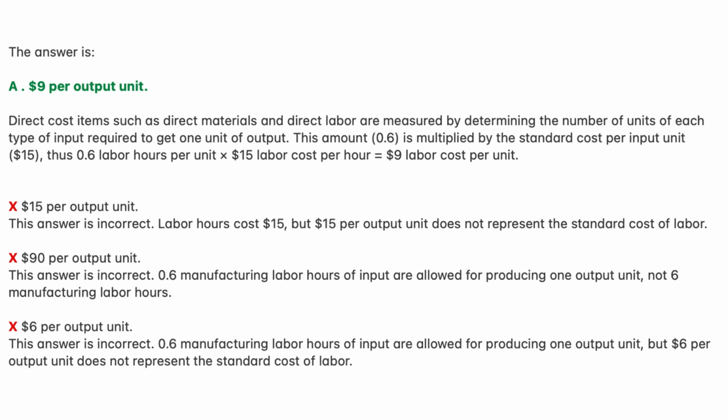A. $9 per output unit. Direct cost items such as direct materials and direct labor are measured by determining the number of units of each type of input required to get 1 unit of output. This amount, 0.6, is multiplied by the standard cost per input unit, $15, thus 0.6 labor hours per unit times $15 labor cost per hour equals $9 labor cost per unit.